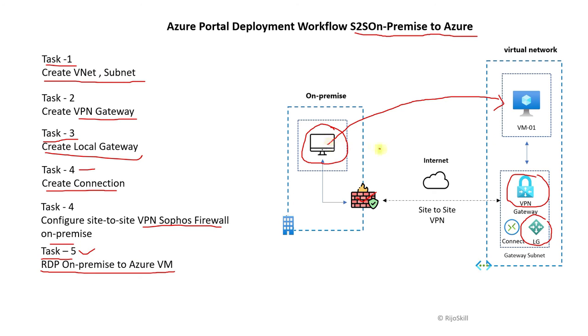We also got the connectivity from the on premises to our VM in the virtual network. So now you understand how we can do site-to-site VPN connectivity from on premises to Azure. So now I just wind up my topic.